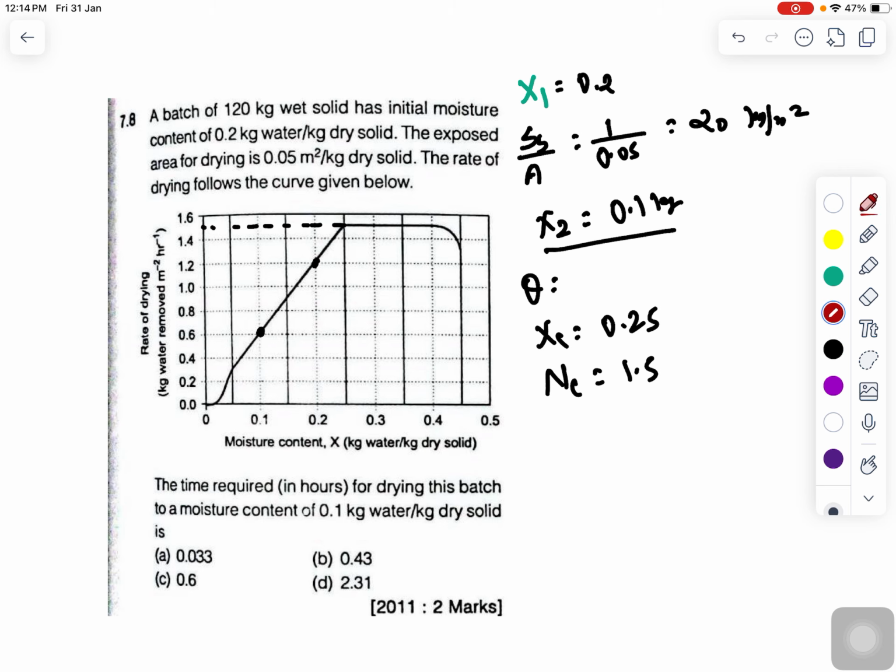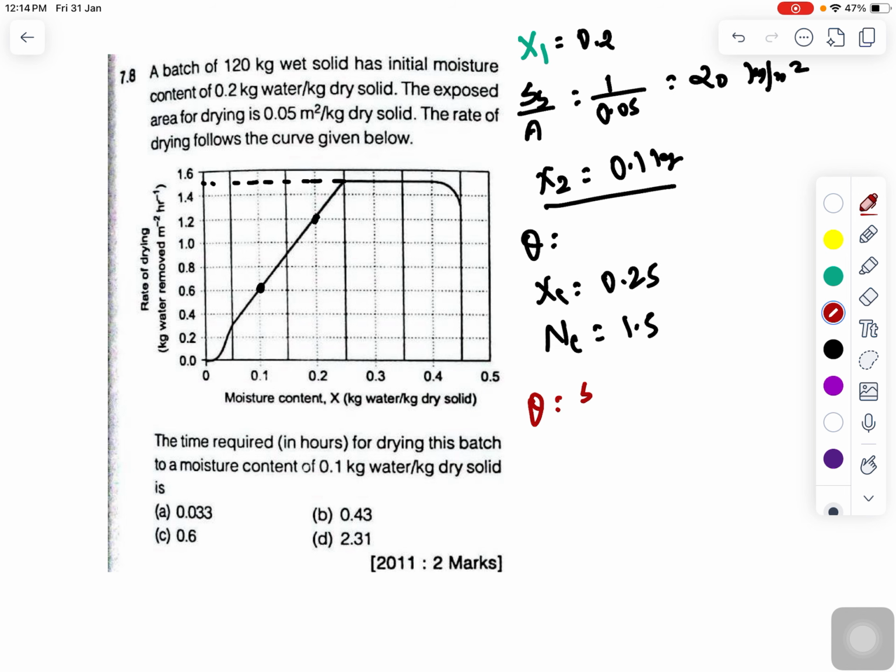Is that clear? When we talk about theta in the falling rate period, the formula is Ss by A Nc into Xc minus x star, times ln of (x1 minus x star) divided by (x2 minus x star). But generally in the formula Xc is equal to x1, whereas here it is not the full falling rate period. You are supposed to calculate from 0.2. If the question had asked for the total time required in the falling rate period, then the falling rate starts from here, 0.25 moisture content. But here the question is different, that's why I am assuming x1 and x2.